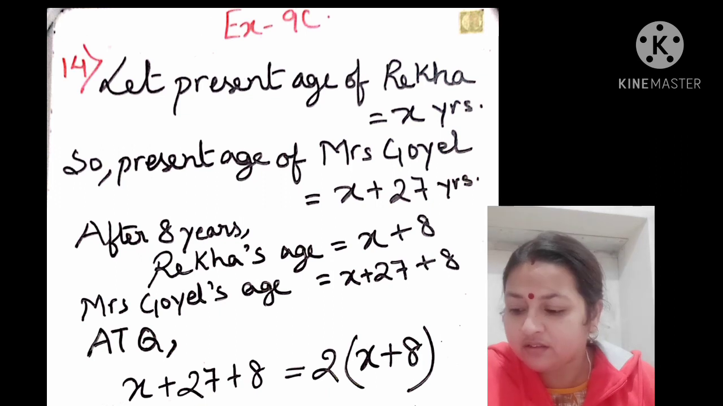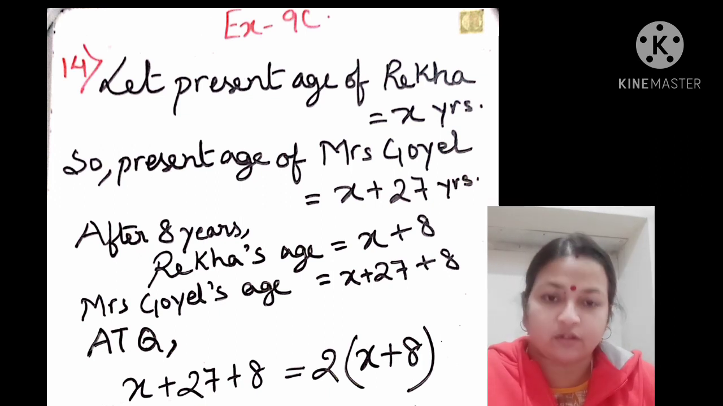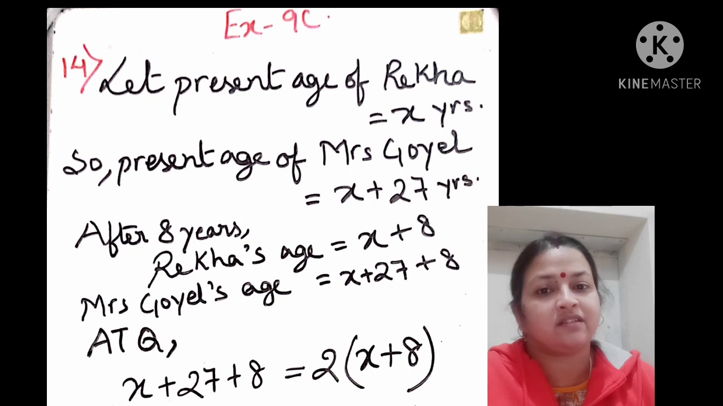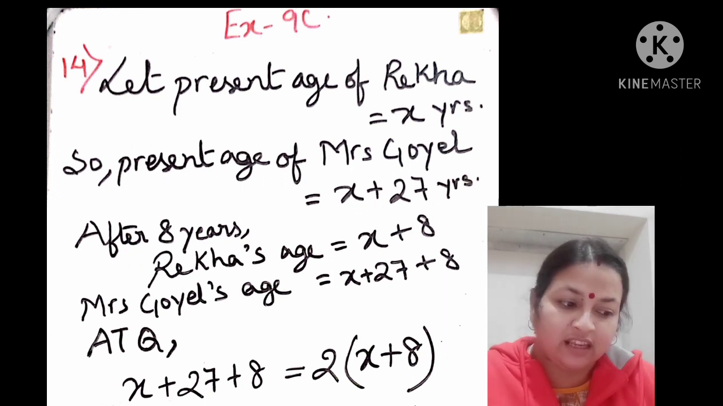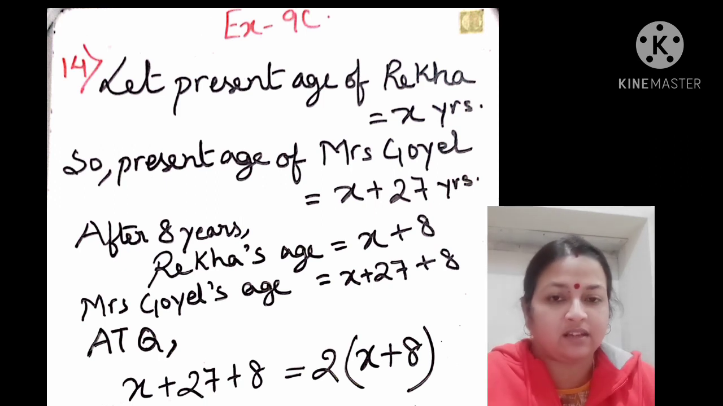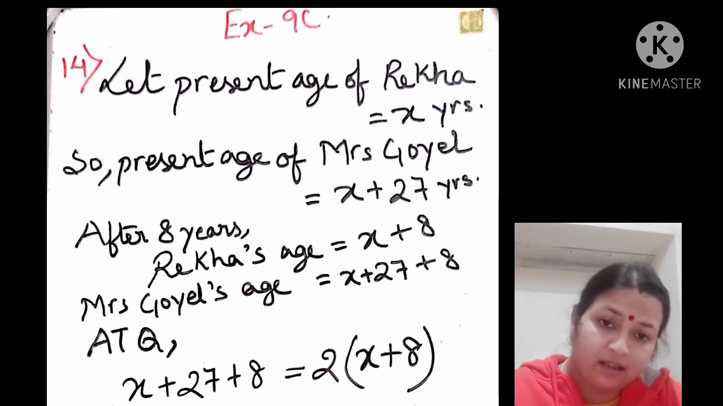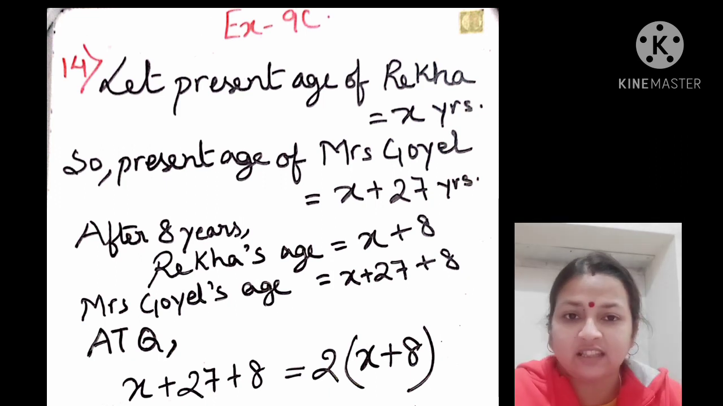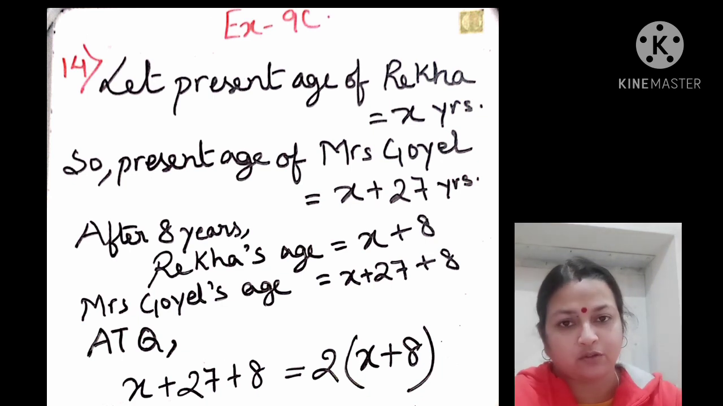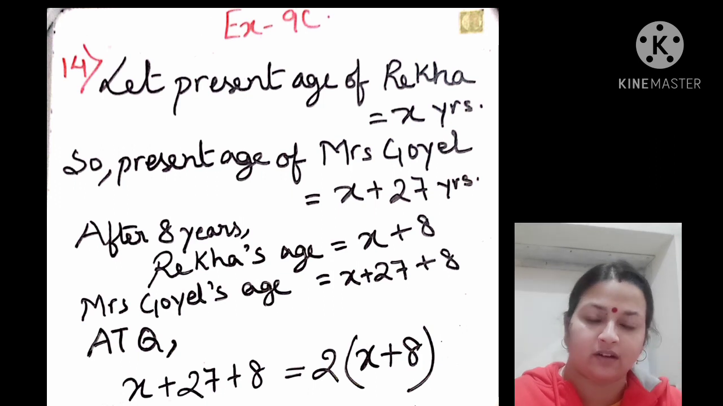Now here it is telling after 8 years. So first we will write the ages after 8 years. After 8 years, what will be Rekha's age? It was x, so after 8 years, naturally it will be x plus 8. And Mrs. Goel's age will be x plus 27 plus 8. Right. So ATQ, according to the question, on one side we will write Mrs. Goel's age and on the other side we will write Rekha's age.